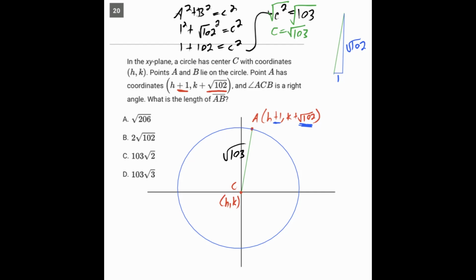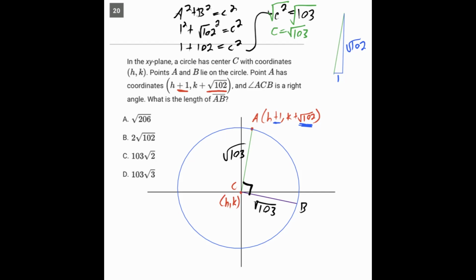Now we're being told that there's a point B. And we know that point B is somewhere on the circle, and it creates a right angle because ACB is going to be a right angle. So B could be here, or B could be here. We're not really told in what direction. All we know is that B is some point on the circle that creates a right angle for angle ACB. So let's imagine it to be right around there. And we have a right angle there. And we know that the length of CB is root 103 because the radius of the circle is root 103. So anything that is a radius is going to have that length.